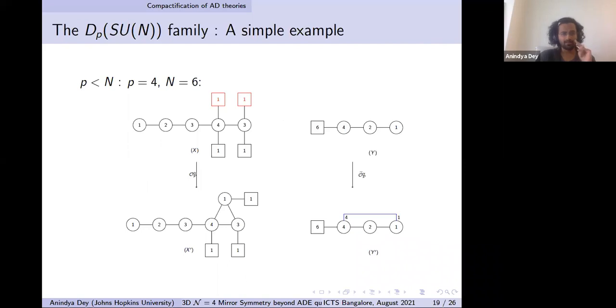All right. So then what we have shown is, for these whole families of DP-SUN and AA prime Argyres-Douglas theories, whenever you compactify the Argyres-Douglas theory, which is a non-Lagrangian theory, on a circle, the 3D SCFT that you get is always Lagrangian. So this is an upshot of this exercise.